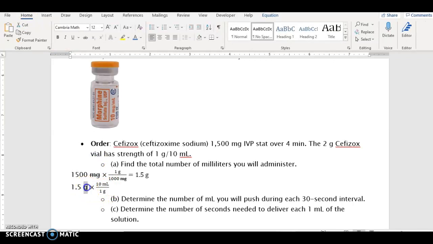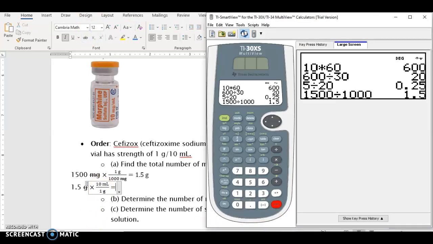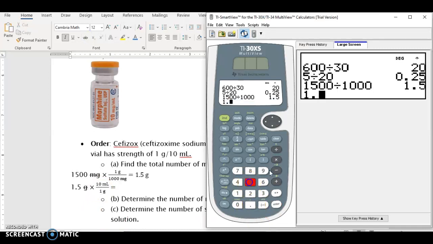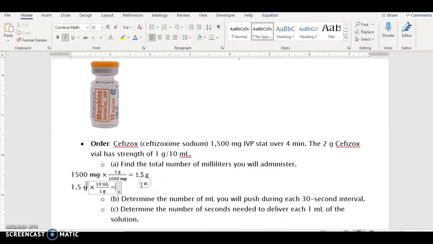That's going to eliminate grams, so we're going to go from grams into milliliters. You can do a quick mental calculation and double check it with your calculator. So 1.5 times 10 is equal to 15. So we're going to administer 15 milliliters. So 15 milliliters will be administered to the patient.